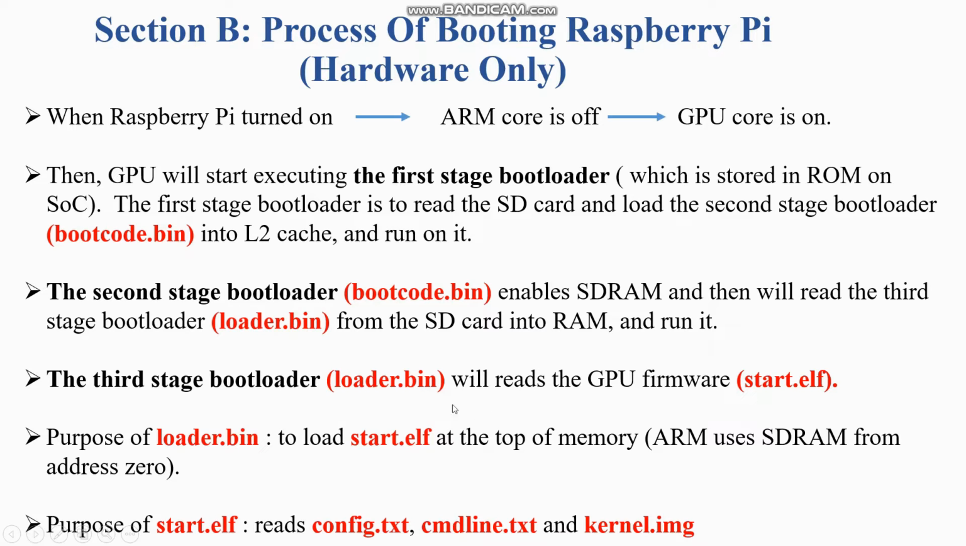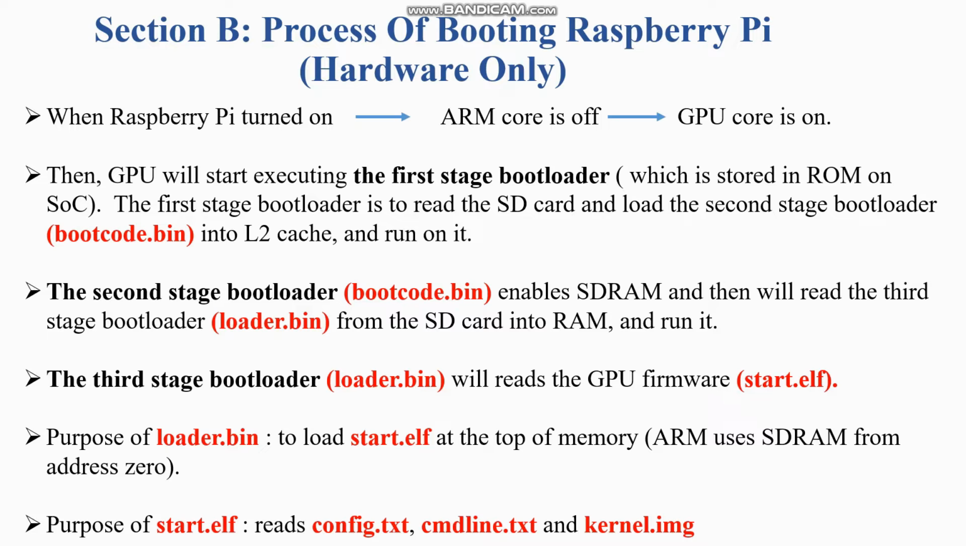When we turn on the Raspberry Pi, the ARM core is off and the GPU core is on. There are 3 stages of bootloader in this process. The GPU will start to execute the first stage bootloader, which reads the SD card and loads the second stage bootloader into the L2 cache and runs it. Then the second stage bootloader will enable the SDRAM and read the third stage bootloader from the SD card into RAM and run it.